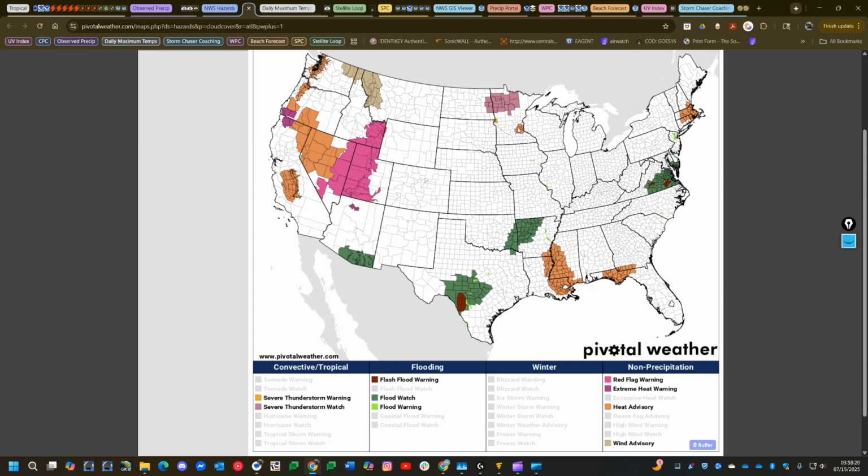Severe thunderstorm warnings and a lot of different heat and fire related warnings out west. Even the downslope region of the Cascades over here. You have wind advisory as well up here in the high plains, upper Midwest, Northwest plains area, and also a flood watch in Arizona, which is monsoon rains kicking in.